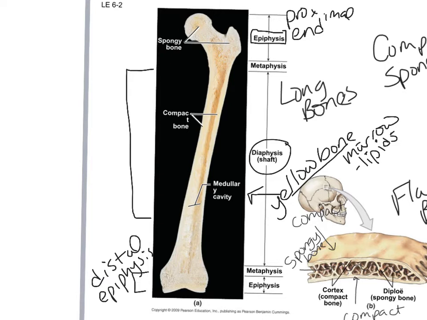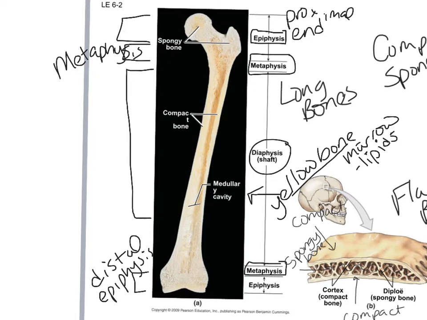Now we're going to look at in between. So we've got the epiphyses on the ends, and we've got the diaphysis in the middle, and then there's the area in between the two that is called the metaphysis. Right, the metaphysis. So that's in between the epiphysis and the diaphysis. So we have the proximal metaphysis, and we have the distal metaphysis.